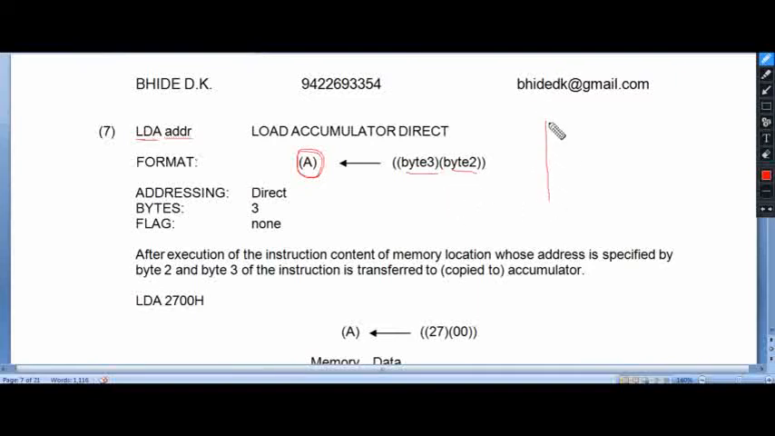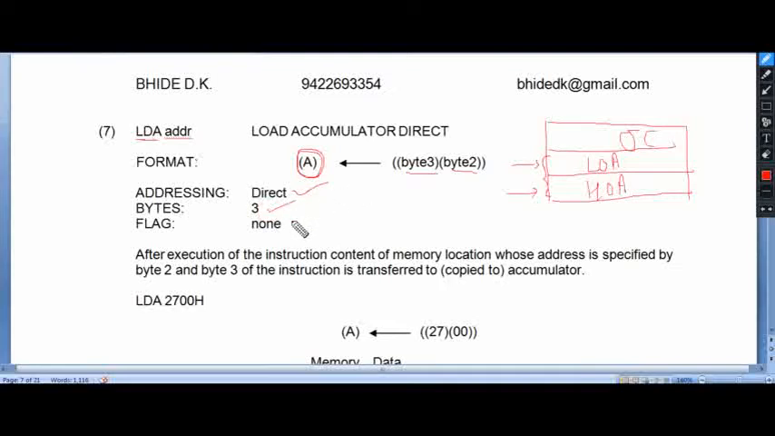This is a 3-byte instruction. In a 3-byte instruction, the first byte is the operation code, the second byte is called the low order address, and the third byte is called the high order address. Whenever the address or memory location is given by the second and third byte of the instruction, the addressing mode is said to be direct addressing mode.